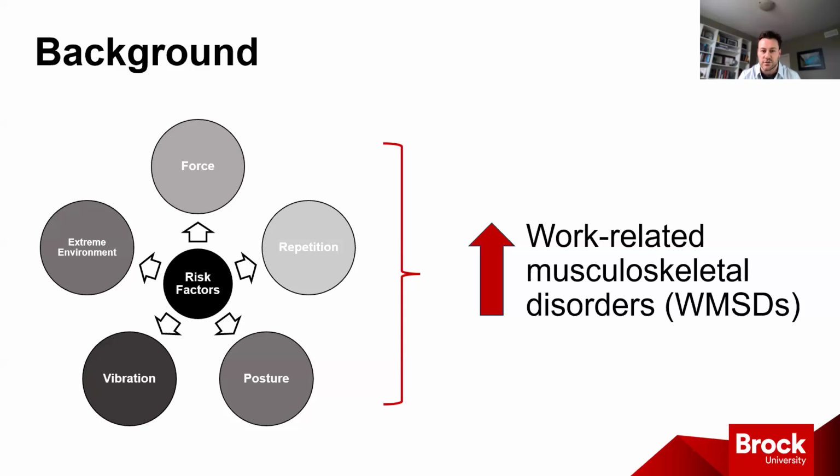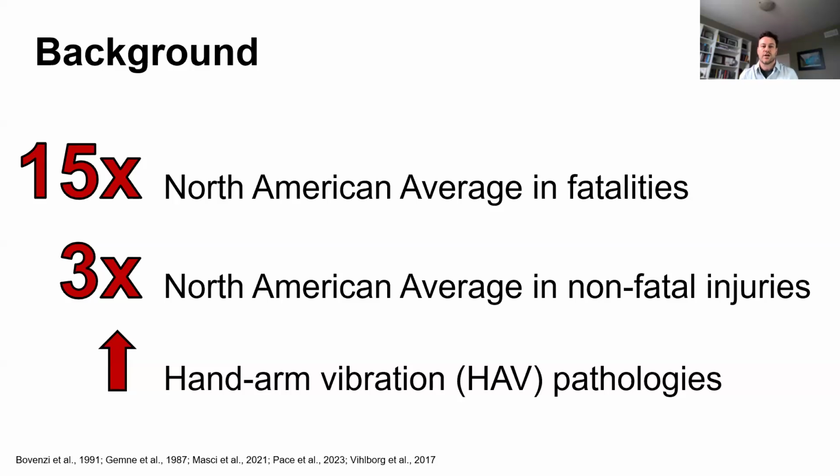And arborists, unfortunately, are at a high risk for WMSDs because their job demands typically require a combination of these risk factors, and they're really intertwined within their daily job demands. Workers in the sector are 15 times the North American average in fatalities, and they're 3 times the average for non-fatal injuries. As I mentioned, tool use is quite prevalent in this occupation. As a result, this group has an increased chance of developing hand-arm vibration pathologies.